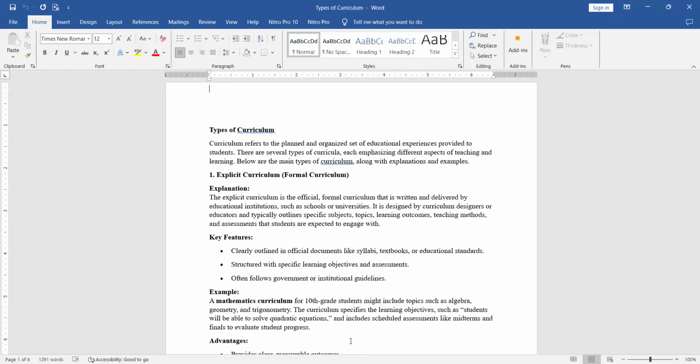Right. Key features of a written or explicit curriculum: clearly outlined in official documents like syllabi, textbooks, or educational standards. Structured with specific learning objectives and assessment. Often follows government or institutional guidelines.